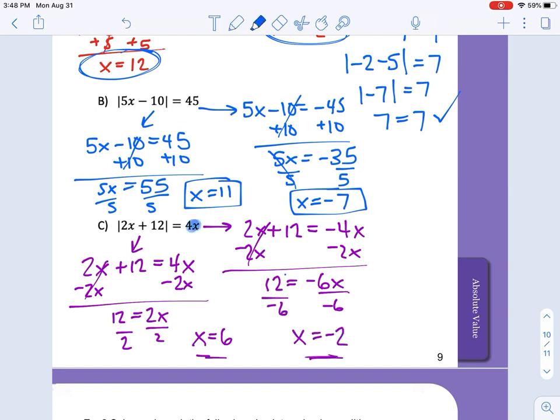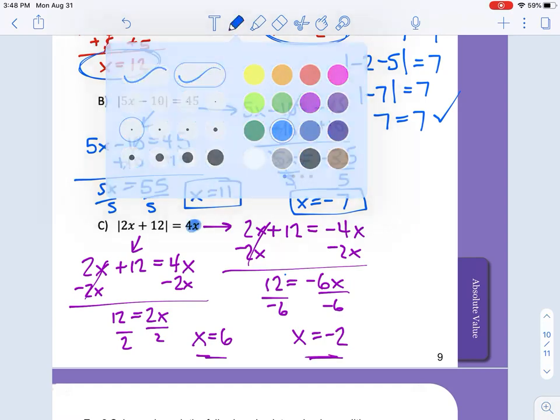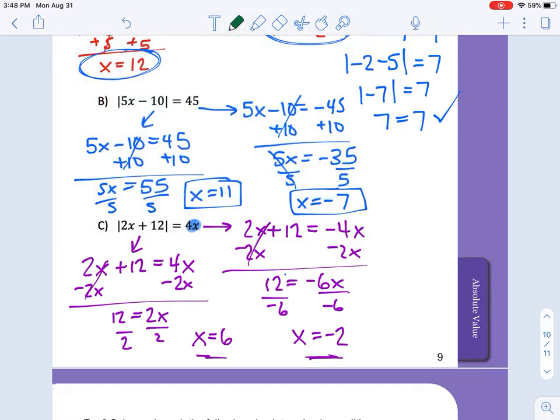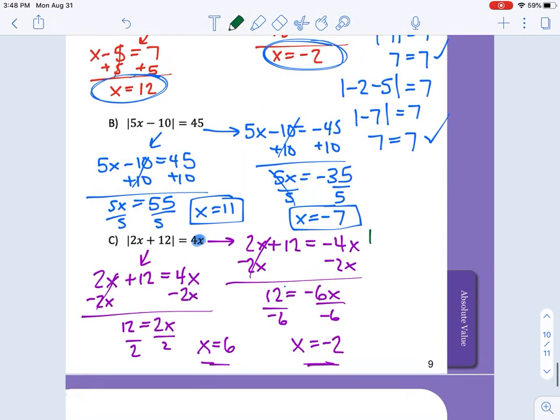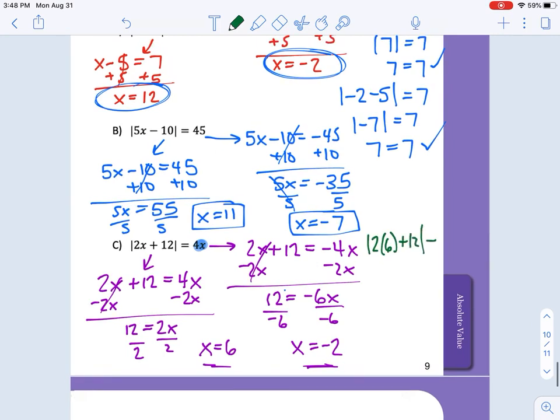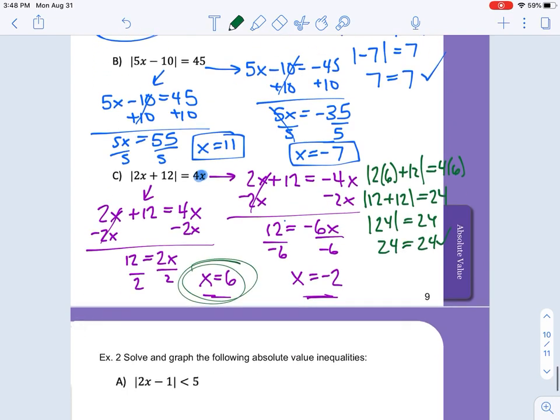So we need to check these because we have this variable on our right side. So plug it back in to make sure you do the original. We have to have those absolute values in there. So we plug 6 into our x's. We end up getting 12 plus 12 within our absolute values equals 24. Or absolute value of 24 equals 24. And 24 does equal 24. That answer checks out. So this one's definitely a solution.